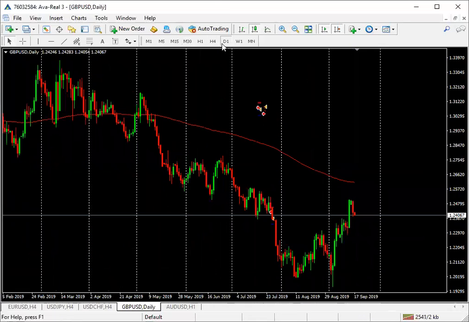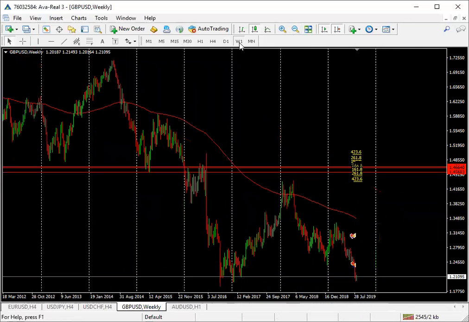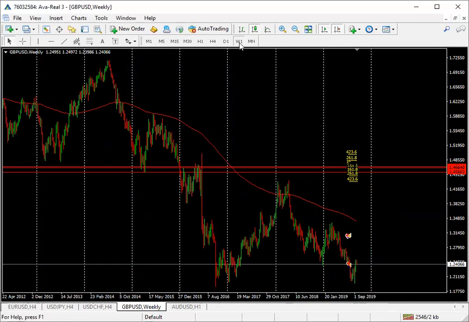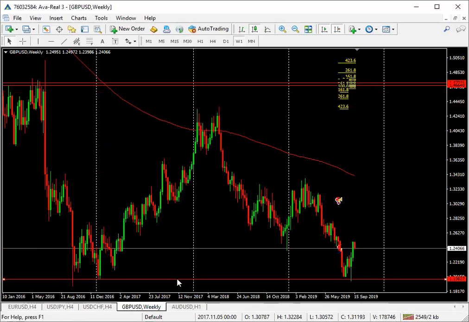And on the GBP USD, the pound dollar, it has been on a decline, and we had this particular level.